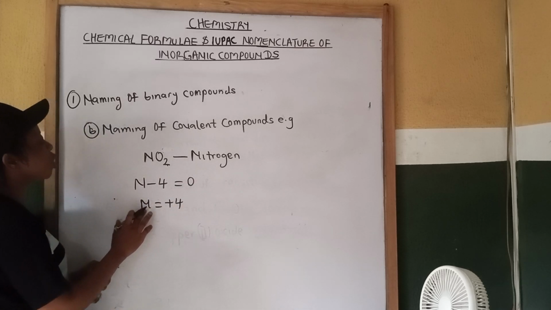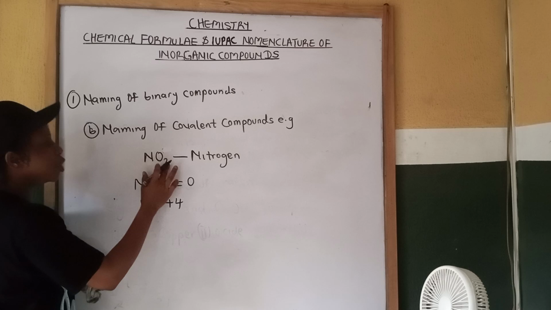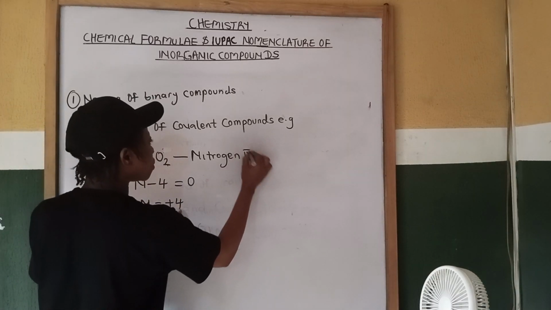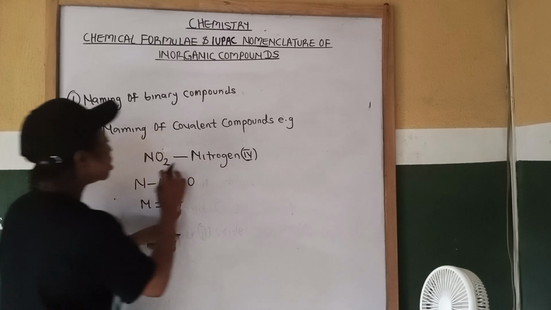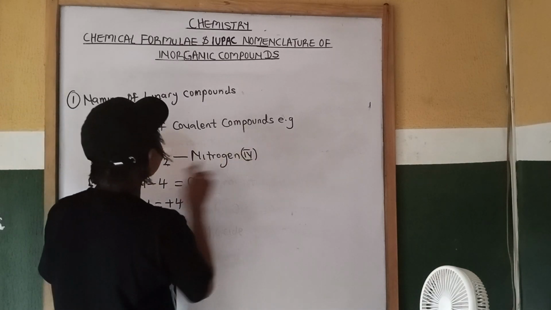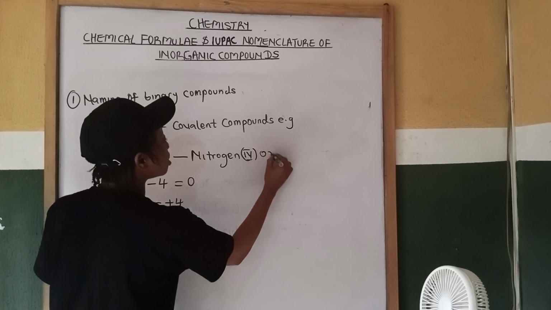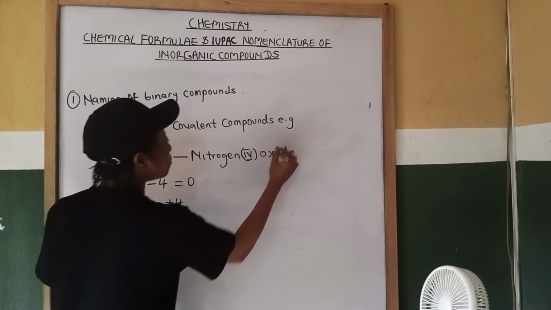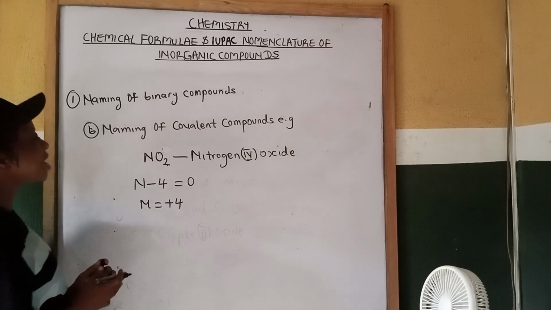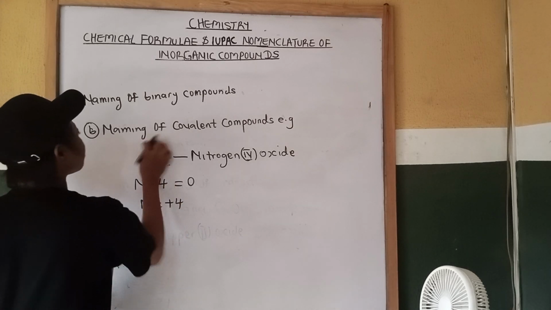So the oxidation number of nitrogen from NO2 is what? Is 4. You call this nitrogen 4. Then the other element will what? We change to ide. So oxygen will change to oxide. So you call it nitrogen 4 oxide. So let's name another compound of nitrogen.